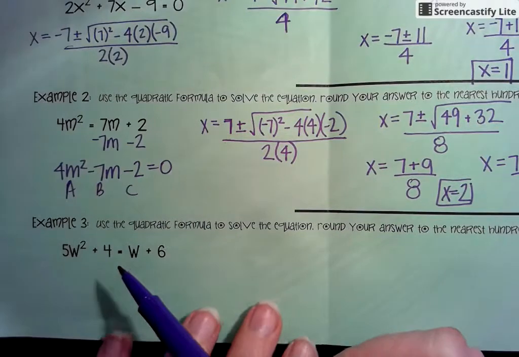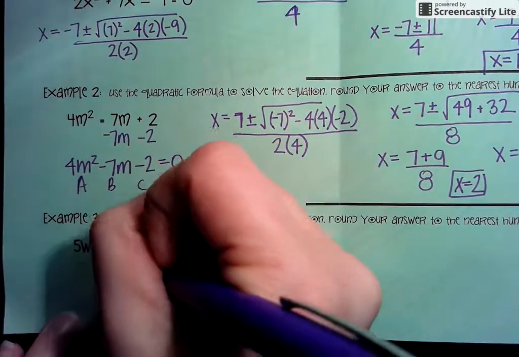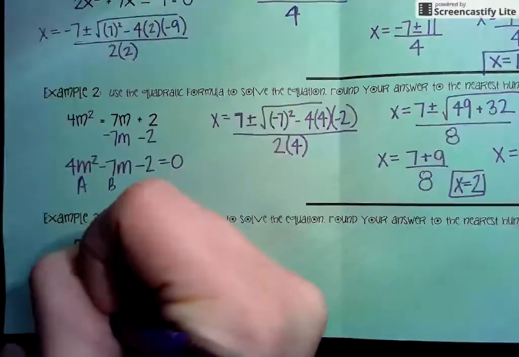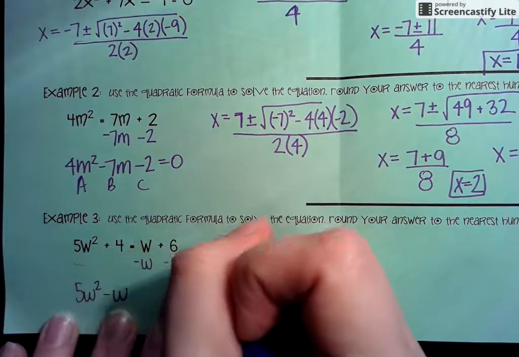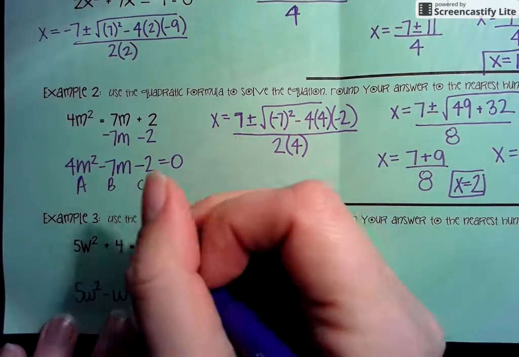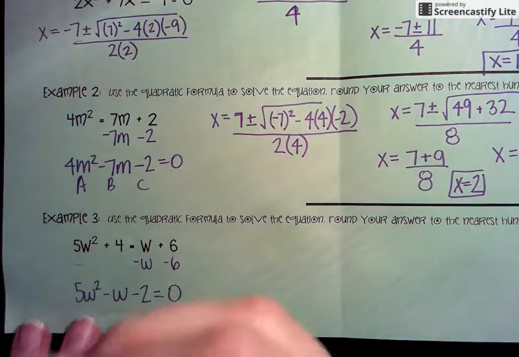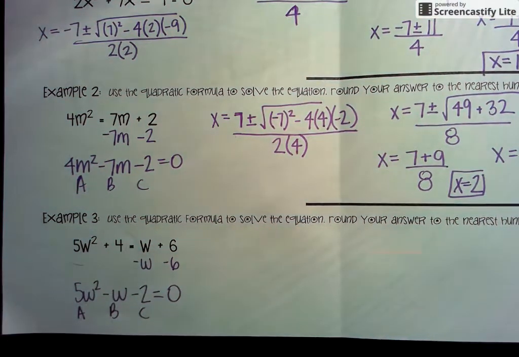My last one I have, it's not in standard form, and I want to make sure my a value stays positive, so I'm going to move everything else over. So I'm going to subtract the w and I'm going to subtract the 6. So I'm going to have 5w squared minus w, and then 4 minus 6 is going to give me a negative 2, equals 0. I have my a, I have my b, and I have my c.